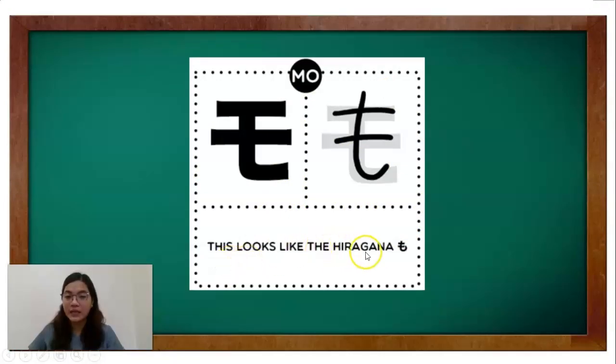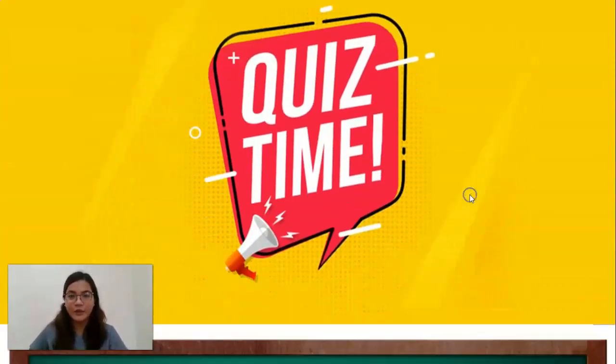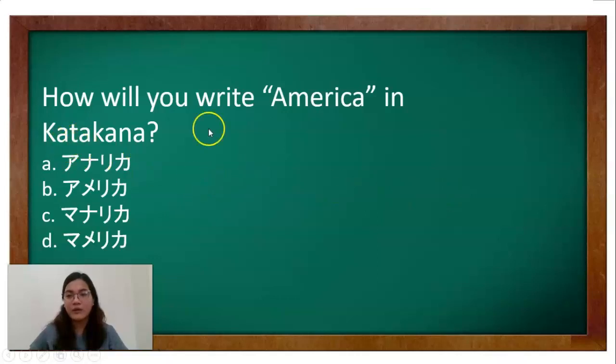Okay? Next, mo. This looks like the hiragana mo. It's just the same, but be careful with the top, because in hiragana there is an excess stroke, but in katakana there is no excess stroke. So just be very careful about that. And let's do the quiz time. How will you write America in katakana?